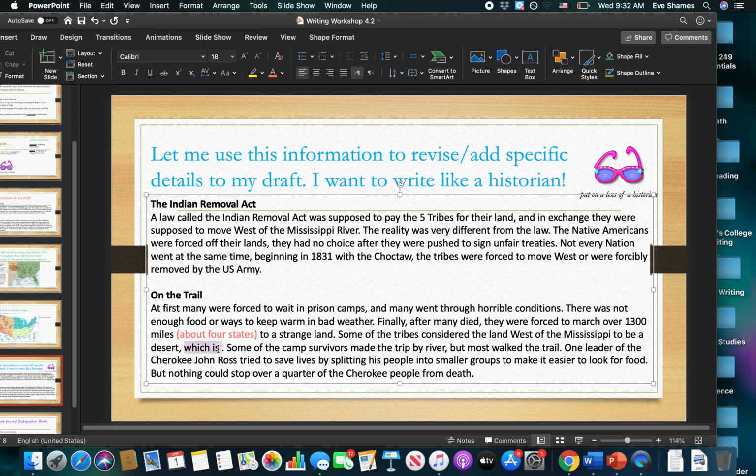Let me put this in pink so I can show that's a revision. When you're revising too, you might want to also put it into a different color. It'll help your teacher see which parts were revisions.